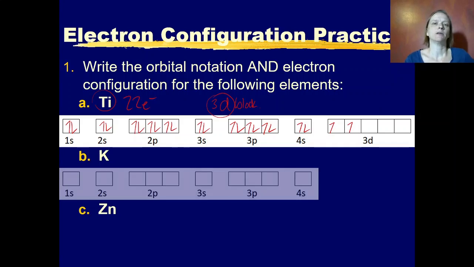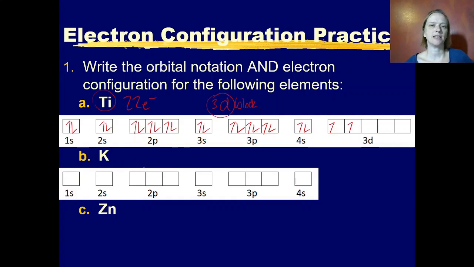Let's look at another example. Potassium. Potassium is in the 4th period, and it's in the S block, so that's how I know to write out all the electron configuration up to the 4s sublevel. Potassium has an atomic number of 19, so I need to place 19 electrons.